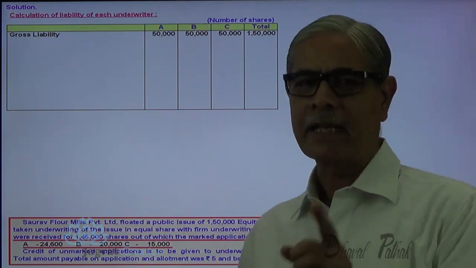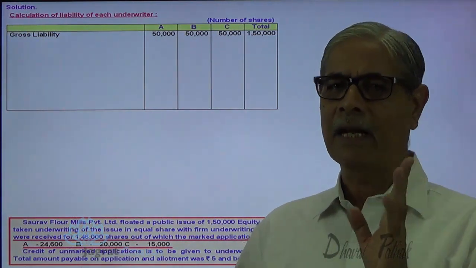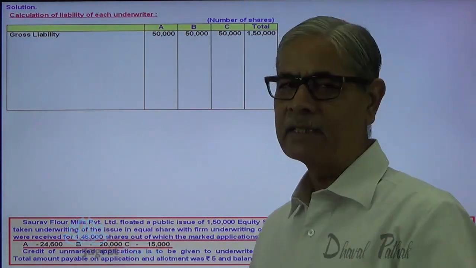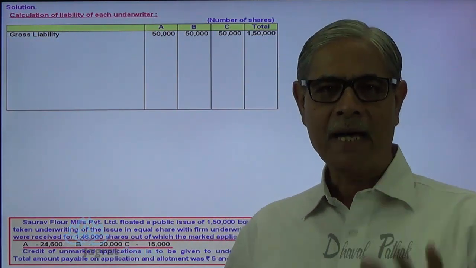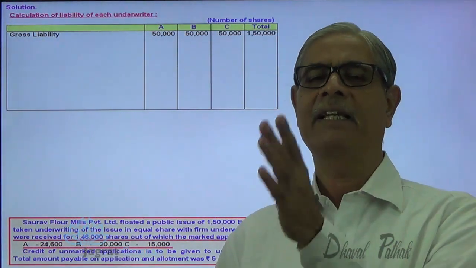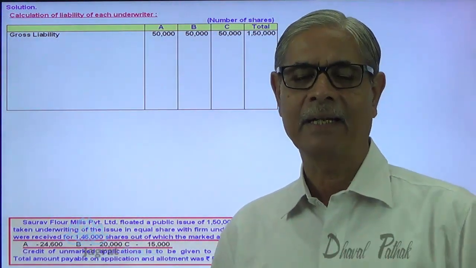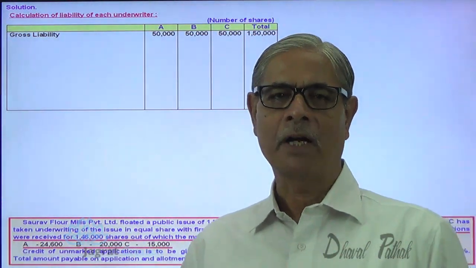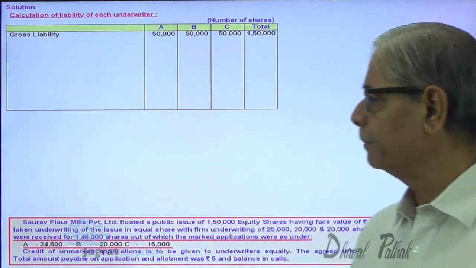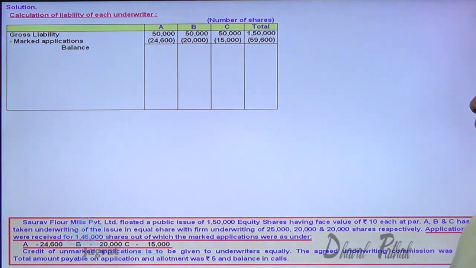From that you are required to deduct the marked applications. Marked applications are the applications received by the company because of the efforts of the underwriter, a specific underwriter. 24,600 applications received by the company are such where the stamp of A is found. So it is an application with marking of A. So it is the application received because of the efforts of A. And the direct credit for these marked applications is to be given against the total liability that they have committed. So marked applications are deducted first of all. Straightway credit is given. The remaining balance is this much.